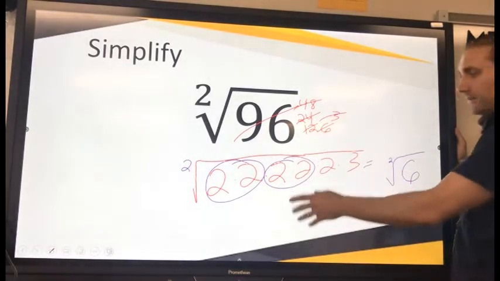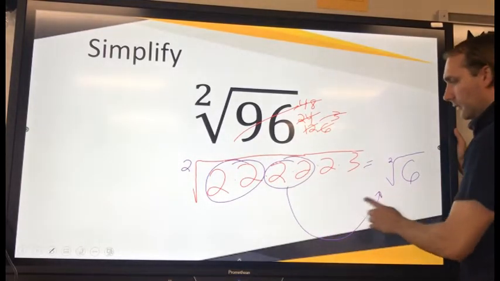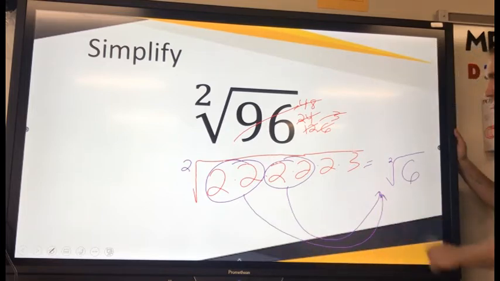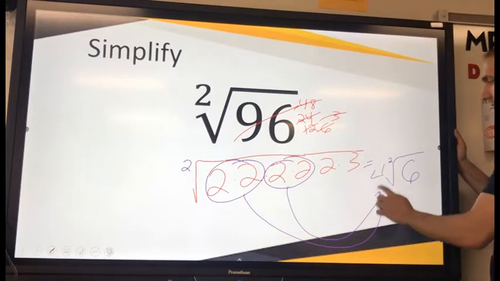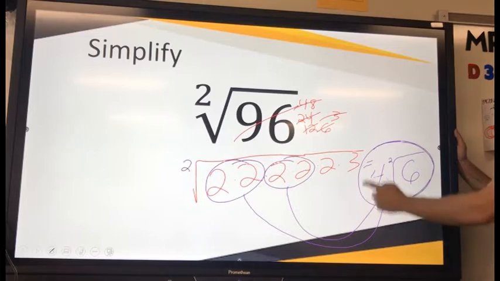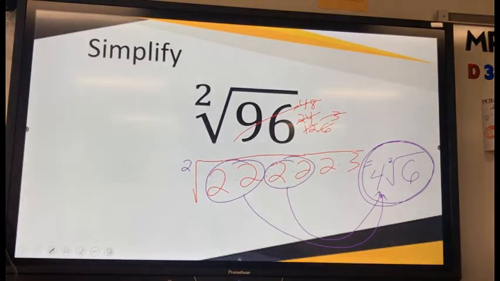And then what am I taking out? A 2 and another 2, which gives me 4. So the answer is 4 times the square root of 6. You don't have to put the little exponent at the top. Not with 2, no. Not with the square root.